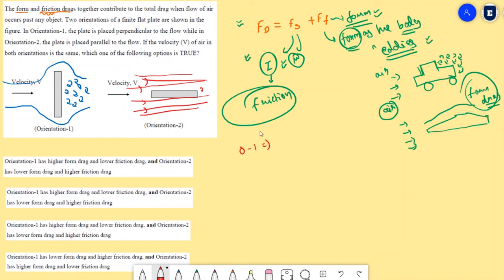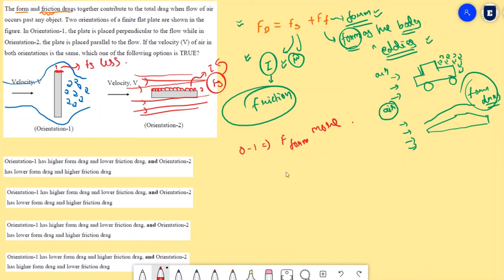In orientation 1, eddies are more, so obviously form drag will be more. And you could see the area of contact was very small. But in orientation 2, a large area was in contact with the fluid. So the force, that is Fs, the skin friction drag, which is due to shear stress, will be more because there was a large area of contact. Here, less area of contact, so Fs will be less.